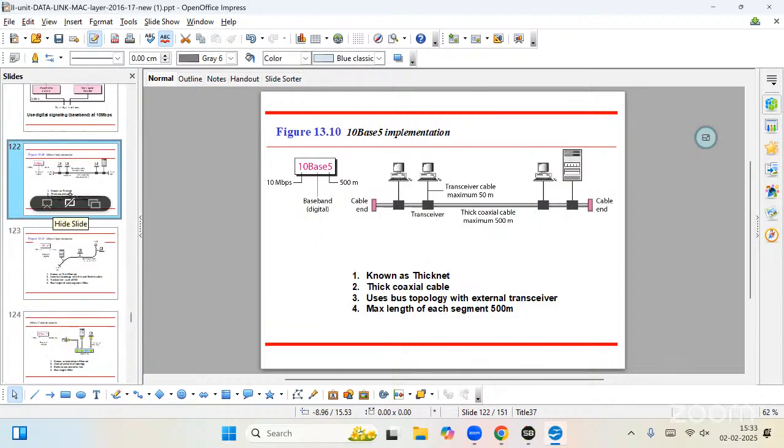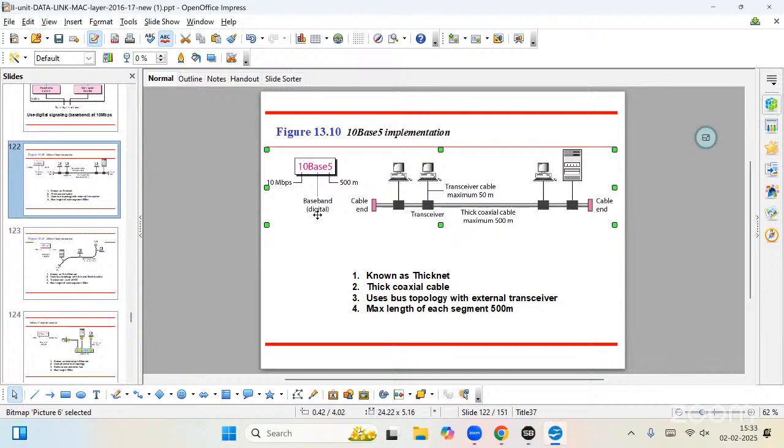See 10Base5: 10 is megabits per second, Base is baseband signal, and 5 is the distance. All these nodes will be connected in which topology? Bus topology. This is also called thicknet. In GATE they can ask which is the thicknet, or directly ask what is thicknet. You need to remember this.